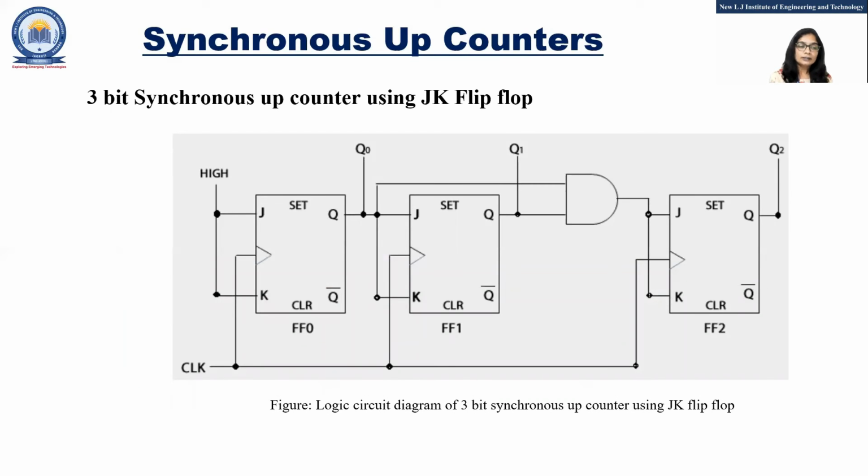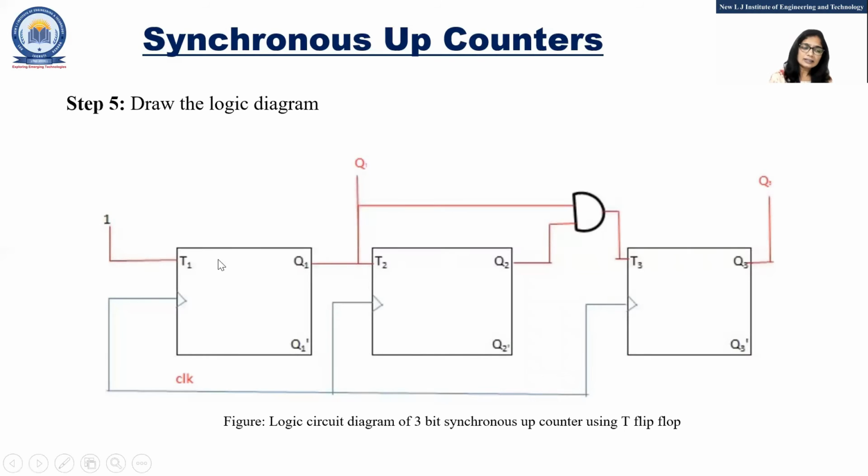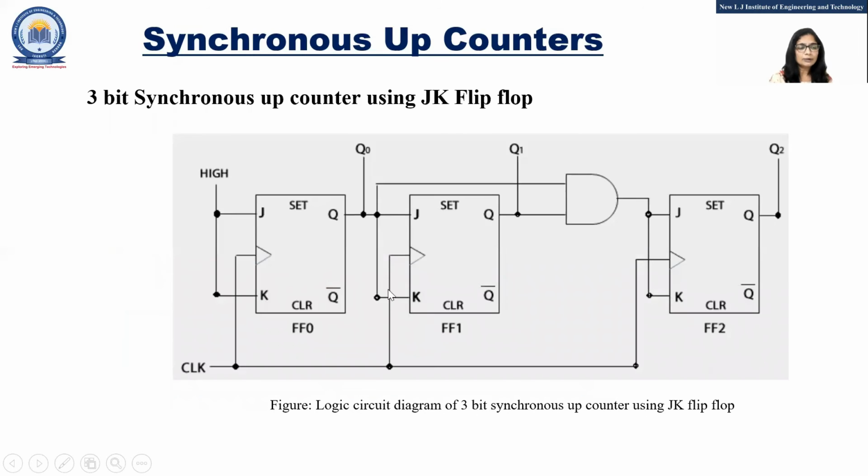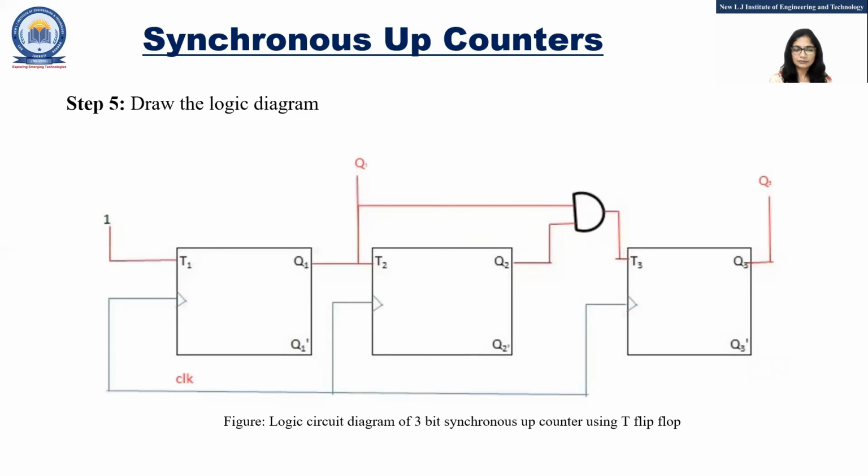Similarly, the 3-bit synchronous up counter using JK flip-flop is here for your reference. The circuit will be like this. The only difference is that here we are using T flip-flop, but instead of T flip-flop, we will use JK. You know the difference between JK and T: in T, both the inputs are common. From the JK flip-flop, we can design a T flip-flop this way: the two inputs are connected to each other in a T flip-flop.